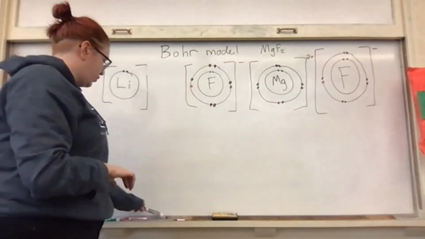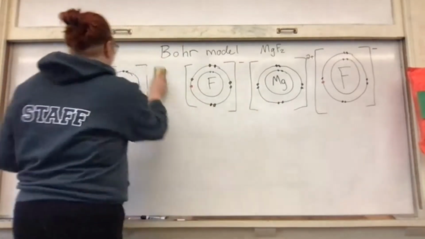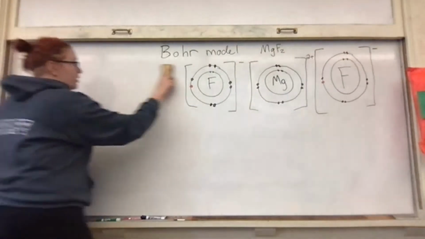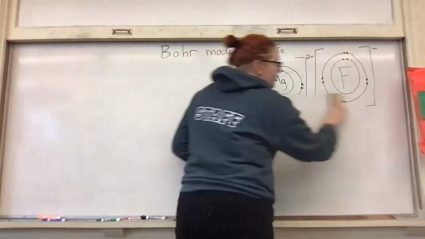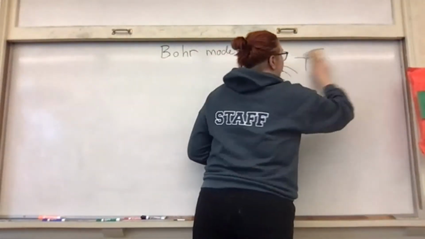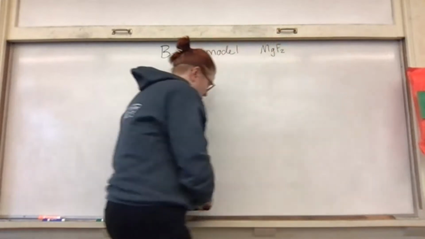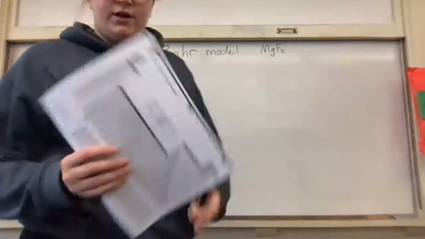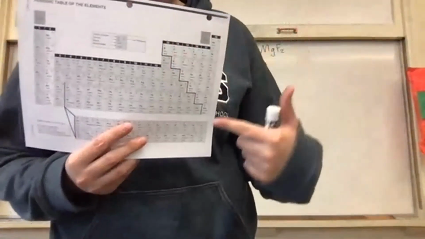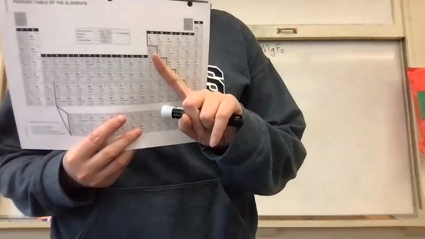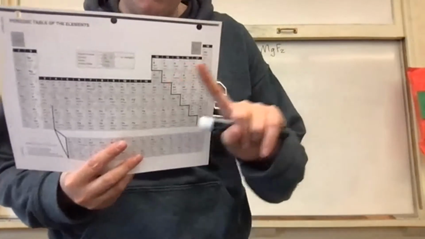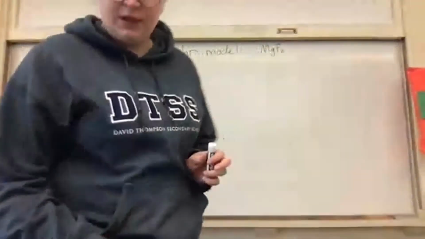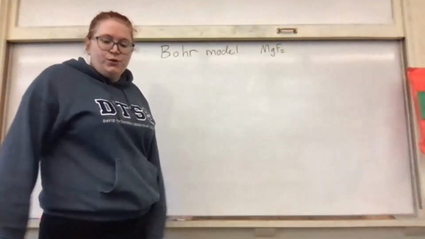Let's look at covalent compounds. So remember, covalent compounds are compounds made of two or more nonmetals. So the ones that are over here on your periodic table only. If you know you're doing covalent compounds, you only have to look here. Save yourself the time.